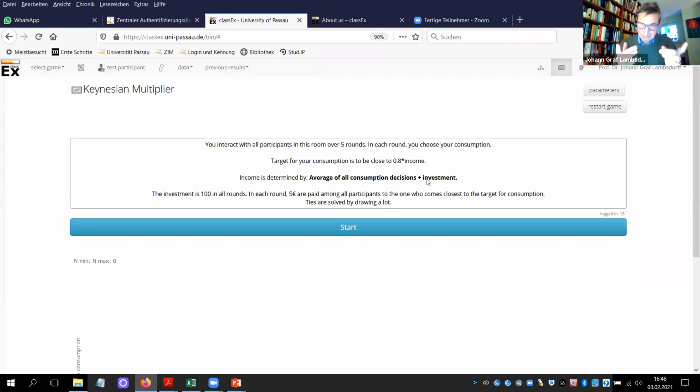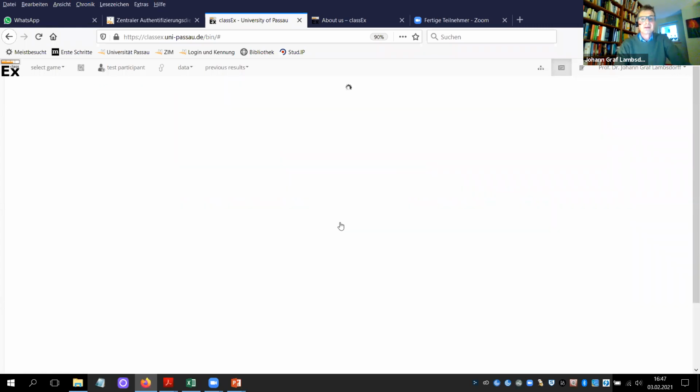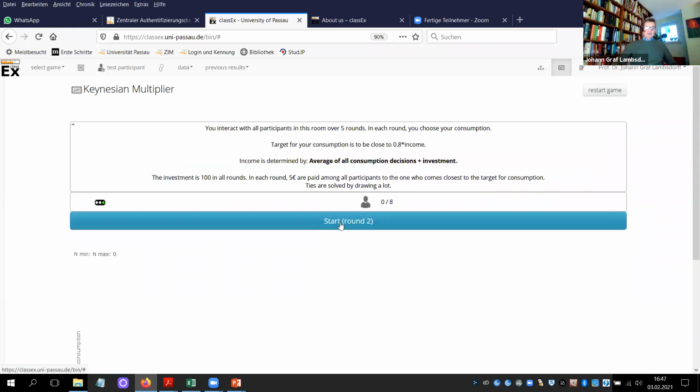So let's go back to the instructions. You choose consumption. If you come very close to the target, you have a good chance of earning €5, and the target is 0.8 times income, and income is the average of all consumption decisions plus investment equal 100. Okay? And now I start and would like you to insert your consumption for round 1.